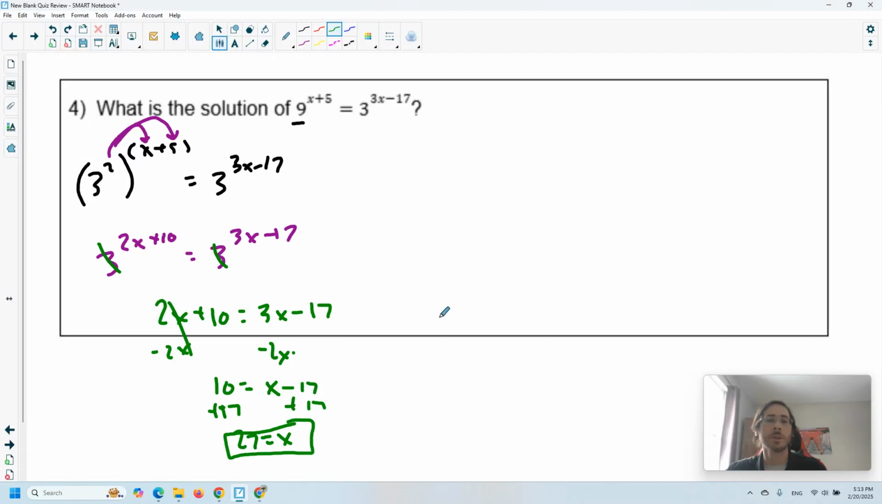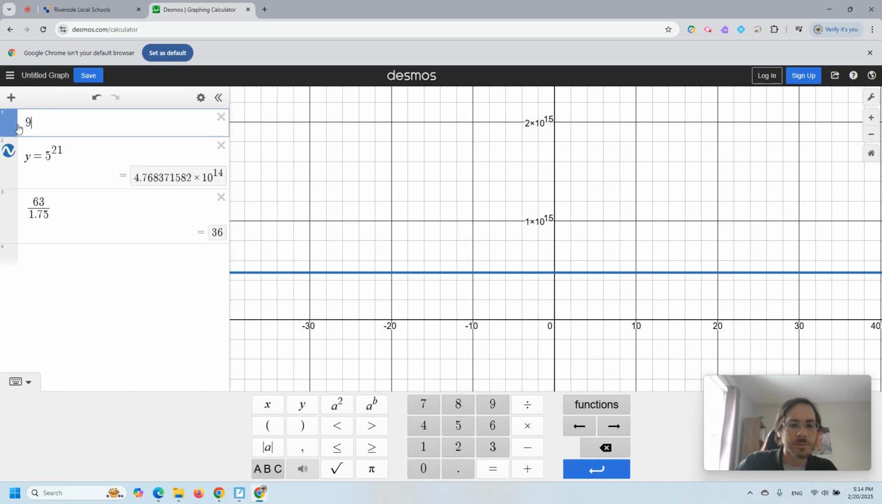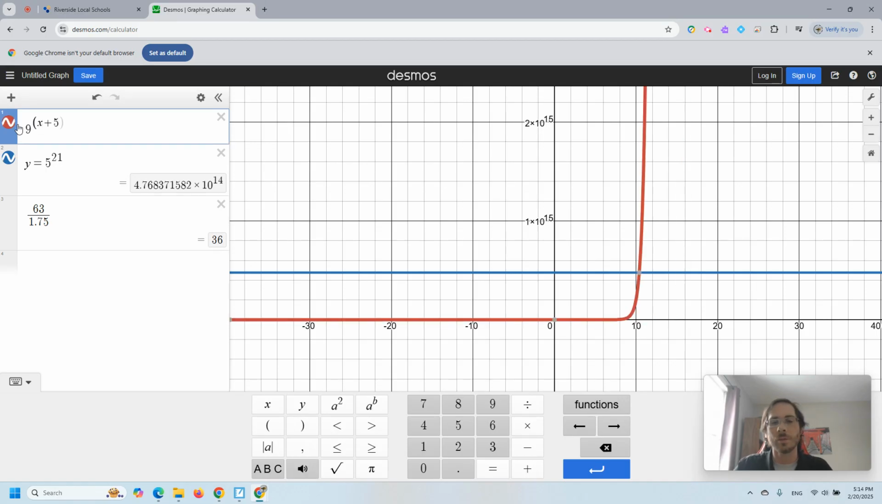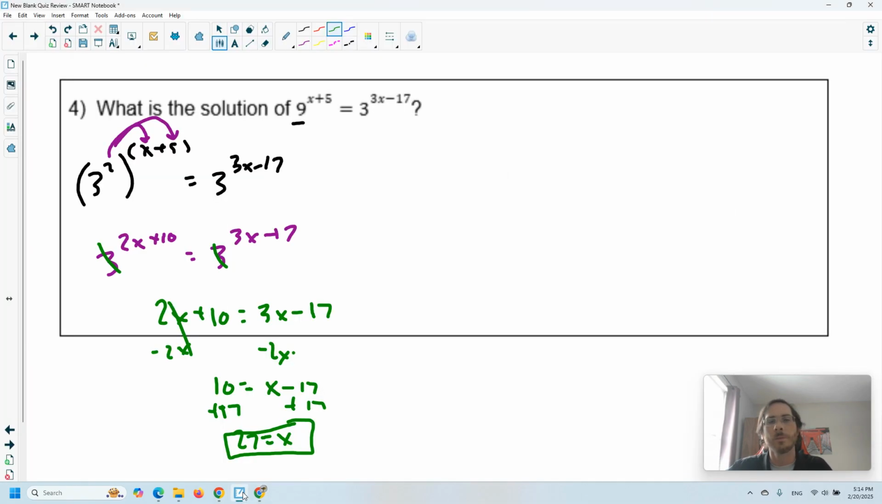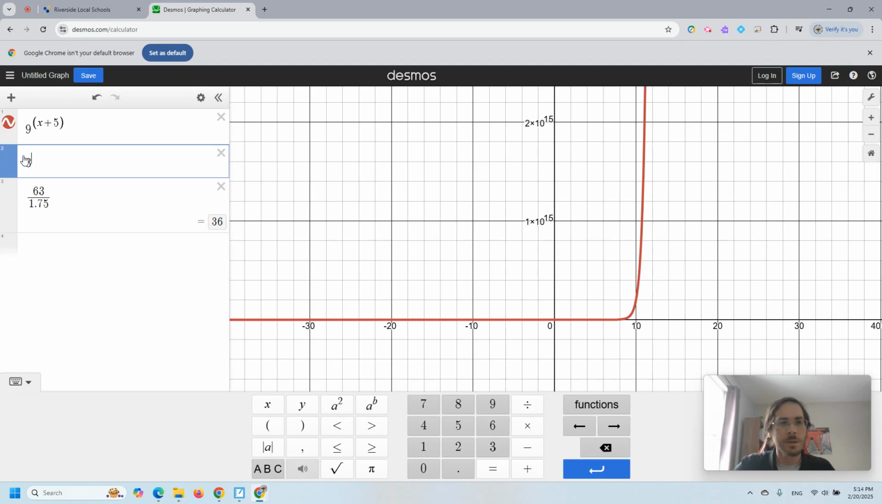Now, could we do this one with the graph? Sure, we can do this one with the graph. We're going to have to do the same thing that we did with the last one, though. So 9 to the x plus 5. Oh, look, you see it doesn't work. We have to remember if we're typing it in, if we're going to do any pluses or minuses, we got to make sure we use the parentheses. Is that even right? 9 to the x plus 5. Yep. 3 to the 3x minus 17. So 3 to the power of parentheses 3x minus 17.